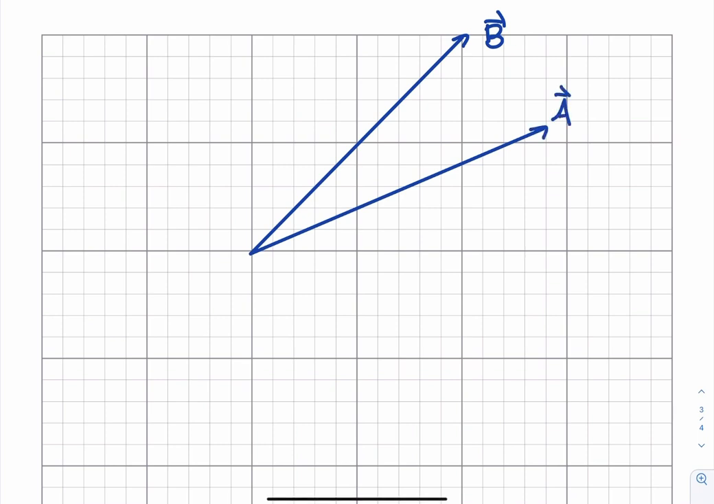Let's say we have two vectors, a vector b and a vector a. And let's say we want to do the dot product of a dot b. The dot product multiplies the magnitude of a and the component of b that's parallel to a. Let me show you what that looks like.